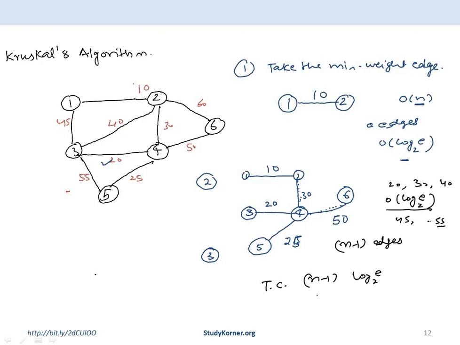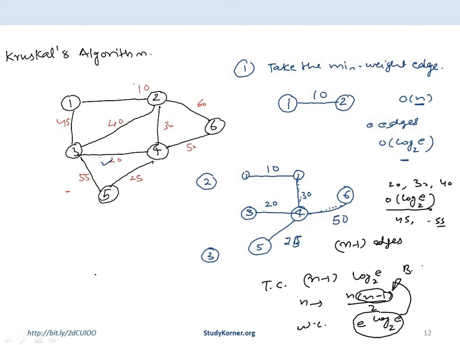For n vertices, how many edges are there? For n vertices I have n into n minus 1 by 2 edges. So in the worst case I can say that the time complexity would be (n minus 1) into log e base 2, where e, the number of edges, is n into n minus 1 by 2. So this time is always greater than this one.